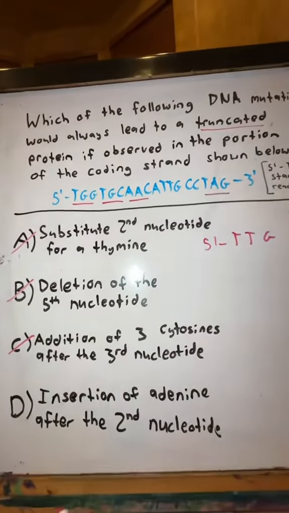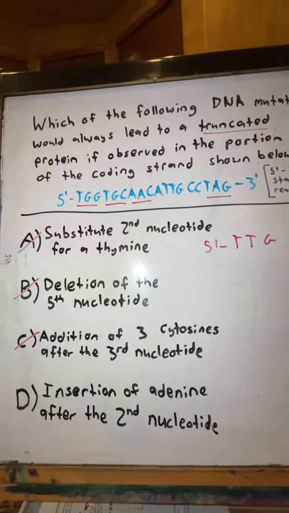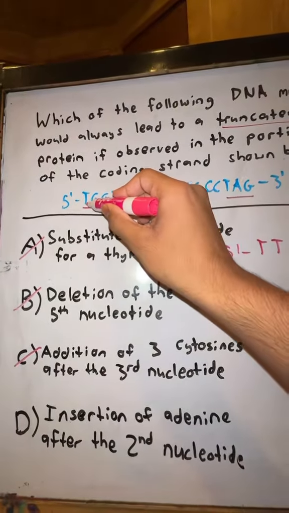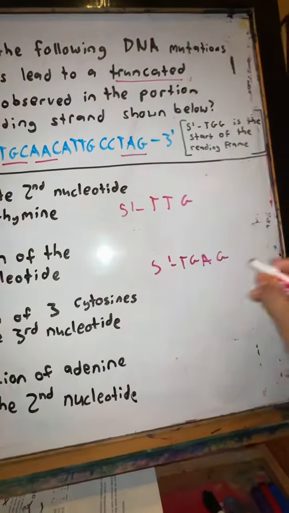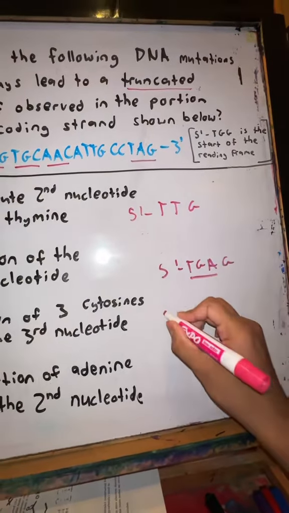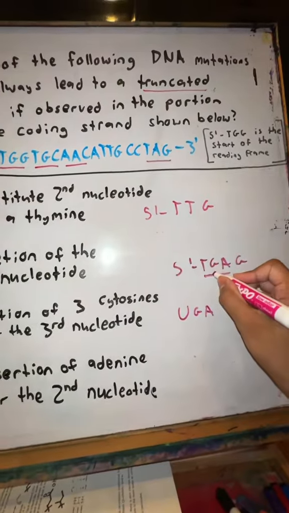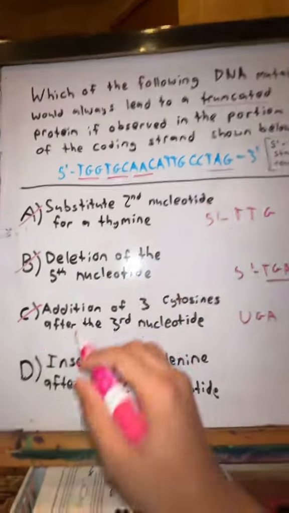Now, process of elimination gives us D, but let's check this. Insertion of adenine after the second nucleotide. So after the second nucleotide, right? So instead of TGG, we're going to have TGA and then G and whatever. But this is our first codon. And remember this, UGA, you go away. This is going to lead to a truncated protein because it's going to stop right in the beginning. So D is our answer.